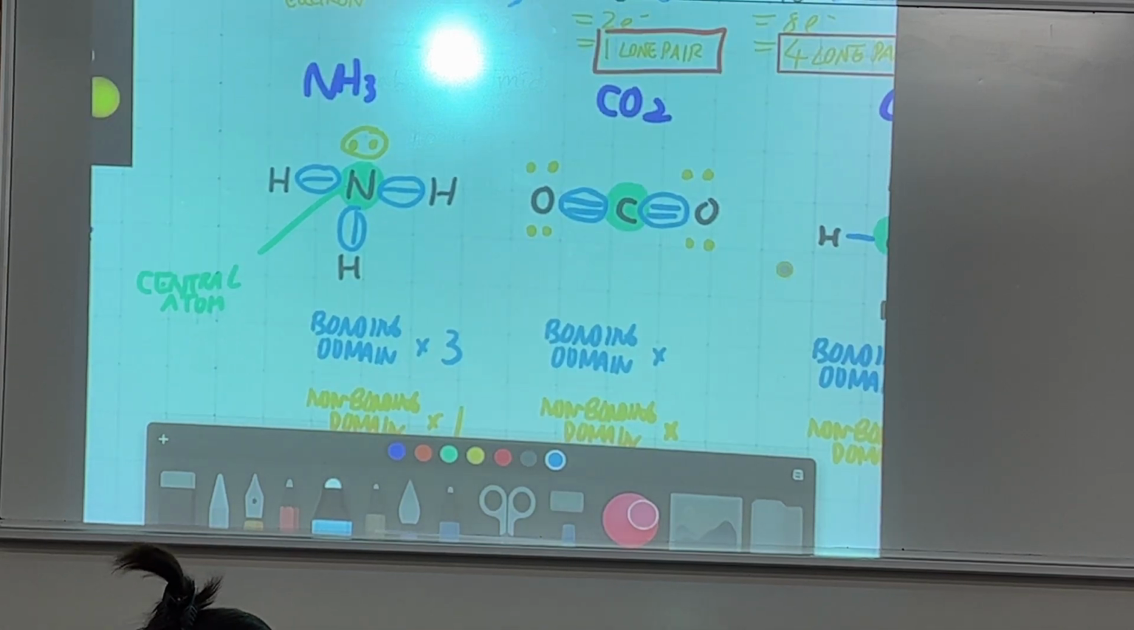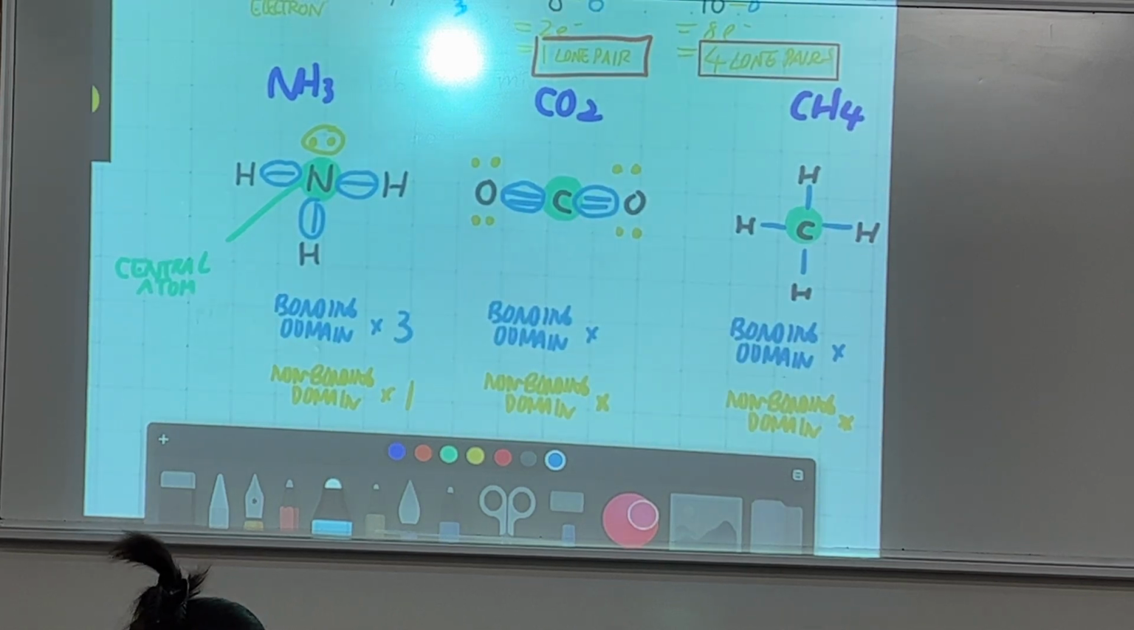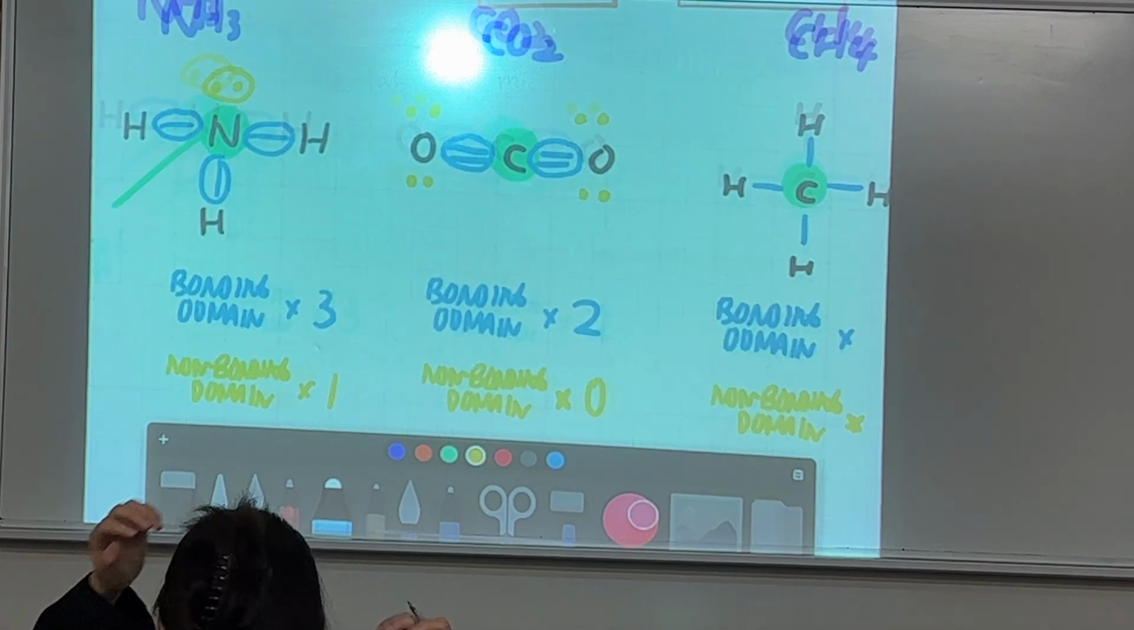I know this is a double bond. If you think this is double bond, yes, you're right. But a double bond and a single bond, they are both considered as a bonding domain. So how many bonding domains are there? 2. How many non-bonding domains are there? None. Do you see any yellow stuff on top or around the green carbon? No, there are no non-bonding electrons. These are non-bonding electrons, but they are not around carbon. They are around oxygen. We only focus on those around the central atom.